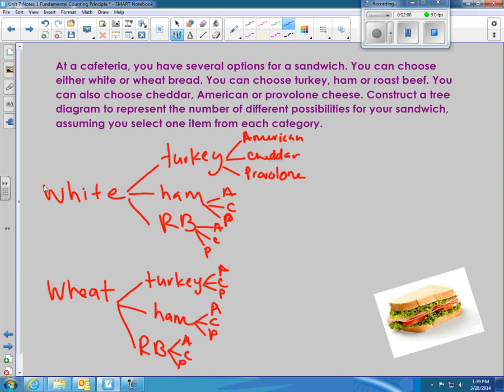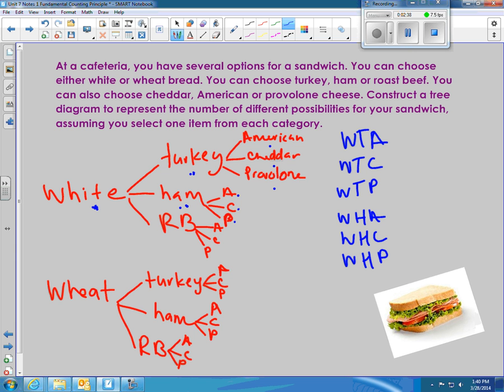We could have white bread with turkey with American cheese. We could have white bread with turkey with cheddar cheese, or we could have white bread with turkey and provolone cheese. So we have three options just with turkey alone. Then we could have white bread with ham and American cheese. We'd have white bread with ham and cheddar cheese. We could have white bread with ham with provolone cheese.